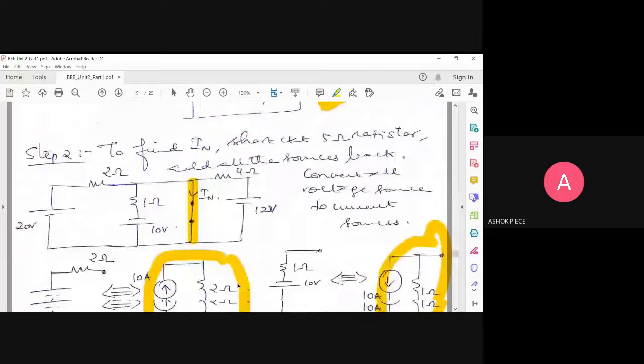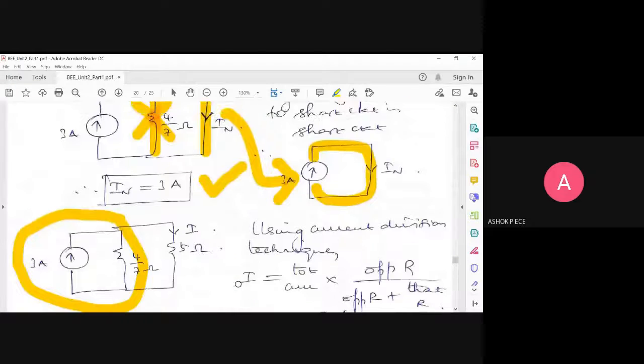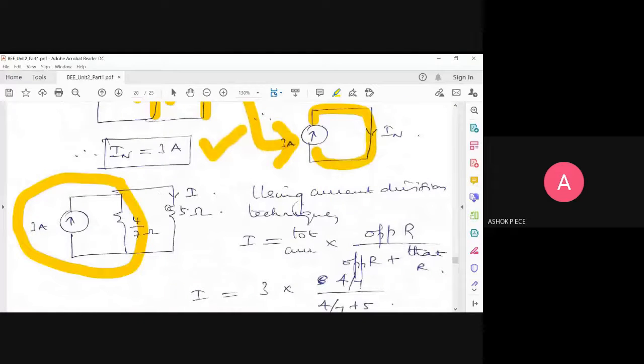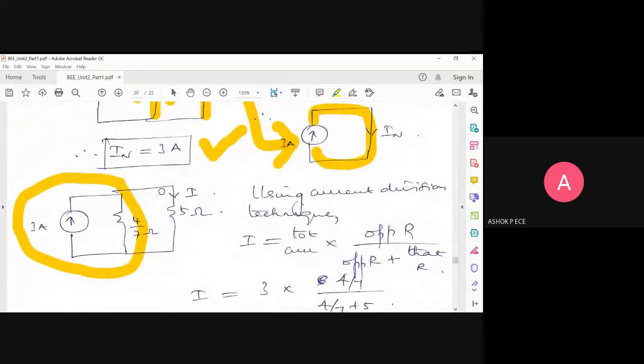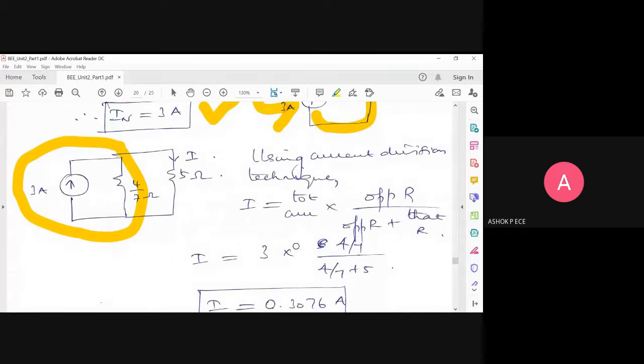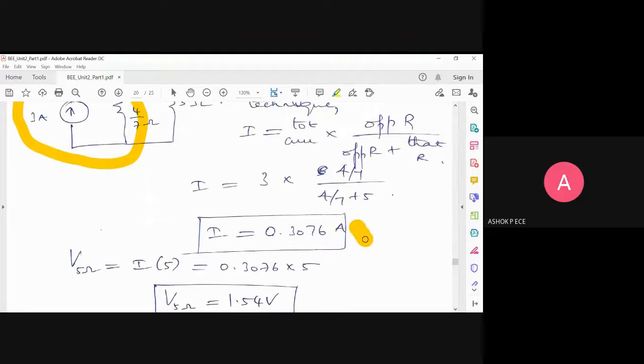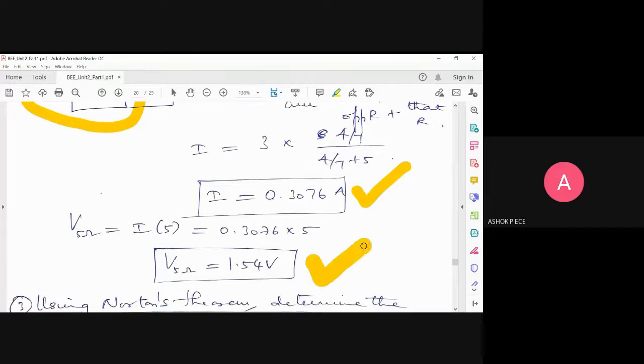4 by 7. So parallel to 4 by 7, and now you add your load, 5 ohms. And they have asked to find the voltage across 5 ohms. So I will find the current through 5 ohms using the current division technique. The total current is 3 amperes. Opposite resistance, 4 by 7, divided by opposite plus that resistance. So I get the current as 0.3076. Voltage, you know, V is equal to IR. I get the voltage as 1.54 volts.